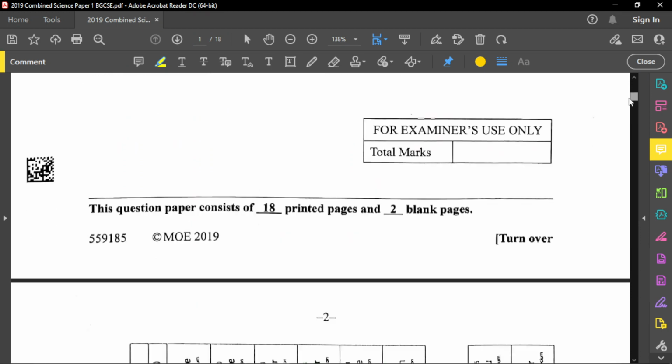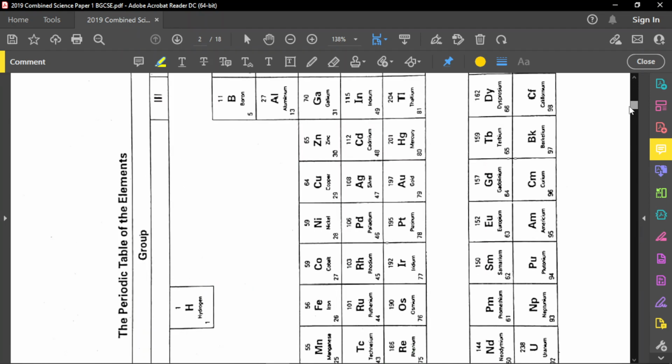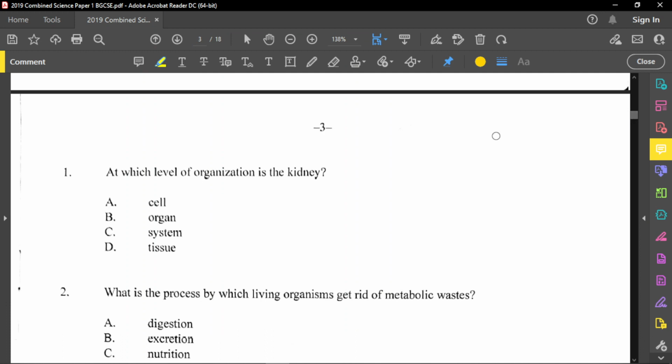examination. For this examination paper, they provide you with a periodic table, which is very nice of them to do so. And so let's go into question number 1. Question number 1 is: at which level of organization is the kidney? And the kidney is an organ. So right off the bat, you know that that is B.